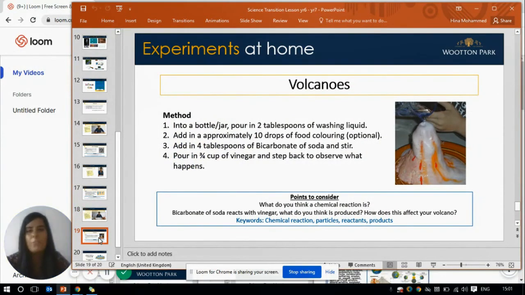Okay, so again, for this, the method is written down here for you, and some points for you to consider are written down here. What do you think a chemical reaction is? Bicarbonate of soda actually reacts with vinegar. What do you think gets produced? And how do you think that affects your volcano? And some keywords written down are things like chemical reactions, particles, reactants, and products.